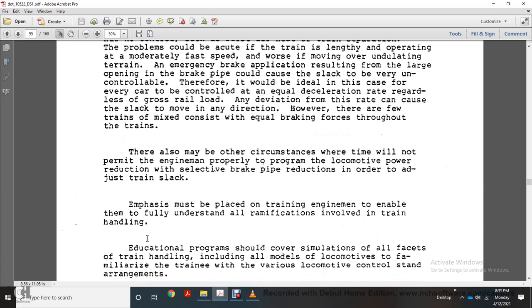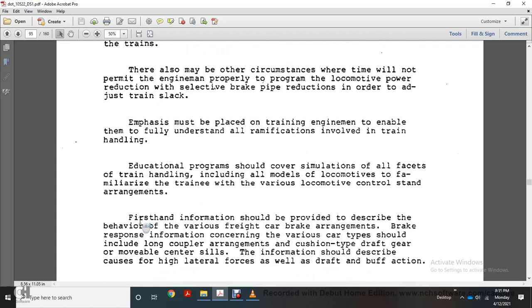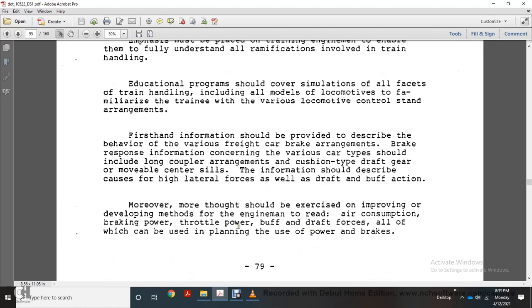Emphasis must be placed on enabling the train man and engine man to fully understand all ramifications involved with train handling. Education programs should cover simulations of all facets of train handling, including all models of the locomotive, to familiarize the trainee with the various locomotive controls and stand arrangements. First-hand information should be provided describing the behavior of the various freight car brake arrangements. The brake response information concerning the various car types should include the long coupler arrangement and cushion-type draft gear with the more movable center sills. Thus, information should be described to cover the high lateral force as well as draft and buff action.